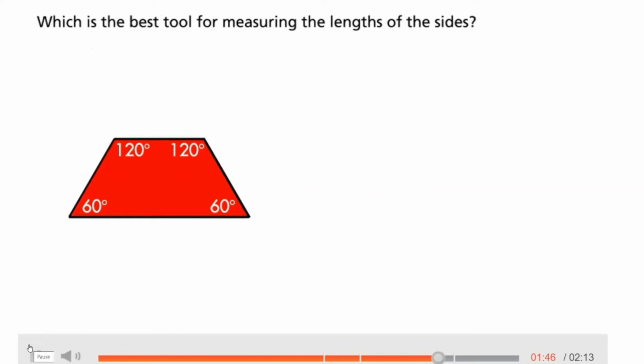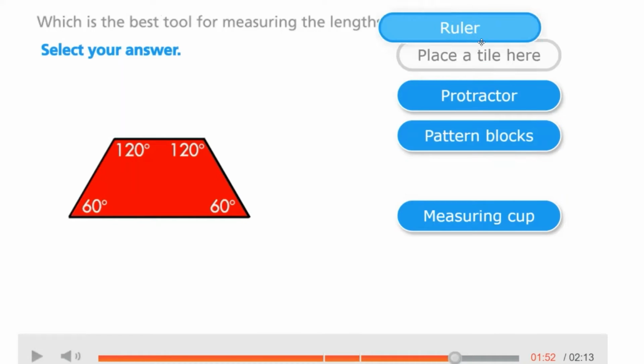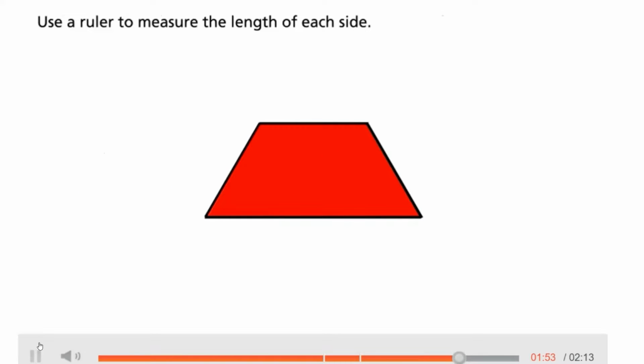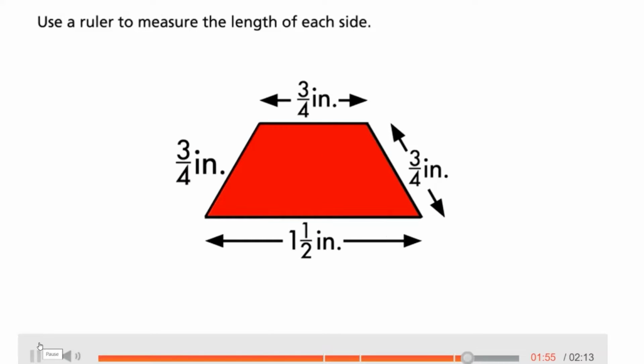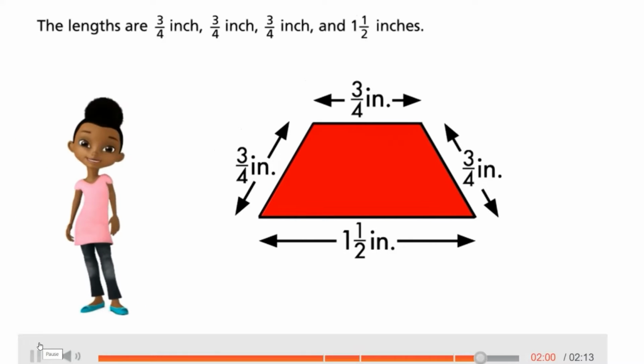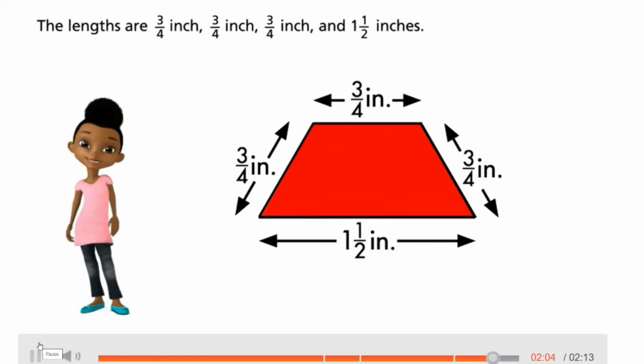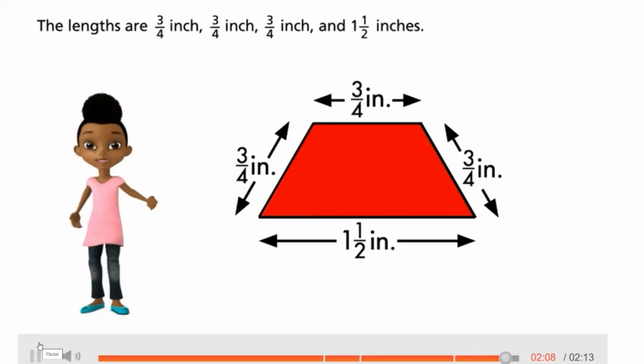Which is the best tool for measuring the lengths of the sides? Select your answer. Use a ruler to measure the length of each side. The lengths are 3/4 of an inch, 3/4 of an inch, 3/4 of an inch, and 1 1/2 inches. Now you know how you can select and use appropriate tools to solve problems.